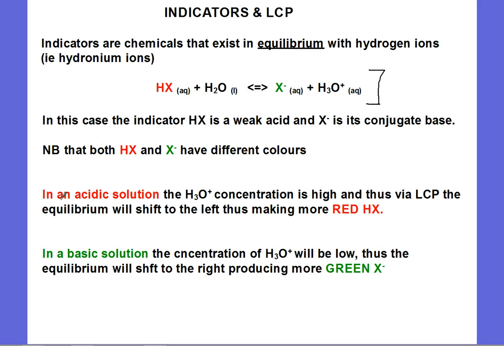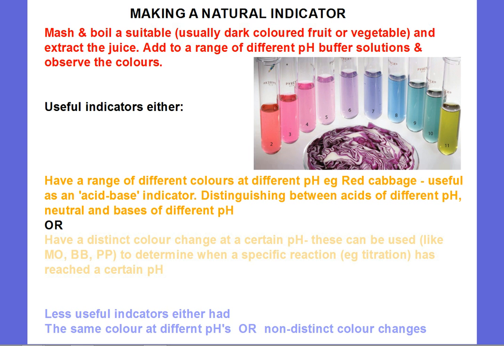So in an acidic solution, the hydronium ion concentration is high, and thus via Le Chatelier's principle, equilibrium shifts to the left to reduce that hydronium ion concentration, thus making more of this chemical HX. Therefore, the solution turns red in acidic conditions. However, in basic solution, the concentration of hydronium ions will be low. This equilibrium will shift to the right to produce more of this green X- ion, and therefore the indicator turns green in basic conditions.